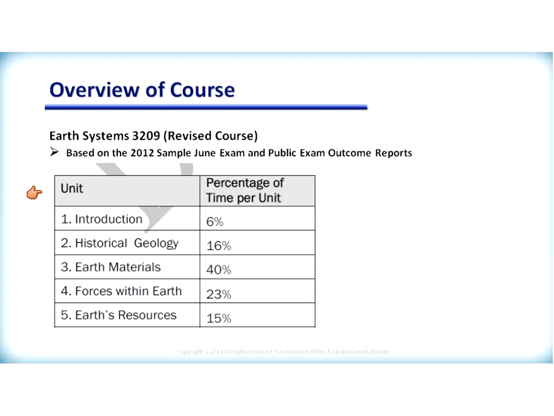The course itself contains 5 different units. Unit 1 is the Introduction to Earth Systems and usually covers approximately 6% of the time. The second unit focuses on historical geology and will cover 16% of the course. The third unit is Earth's materials, which covers 40% of the course. The fourth unit is the forces within Earth, which would cover 23% of the course. And the final unit is Earth's resources, which covers 15% of the course.